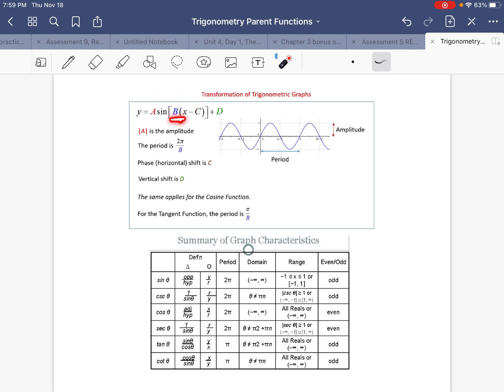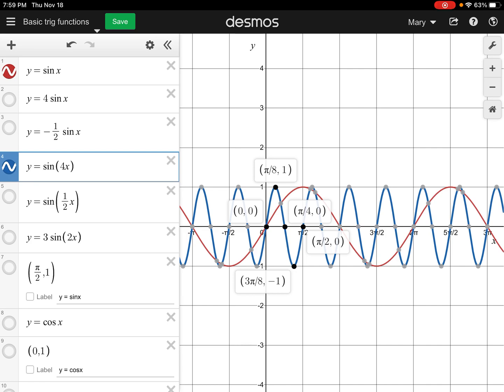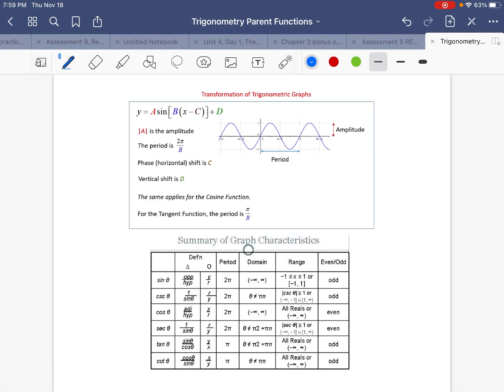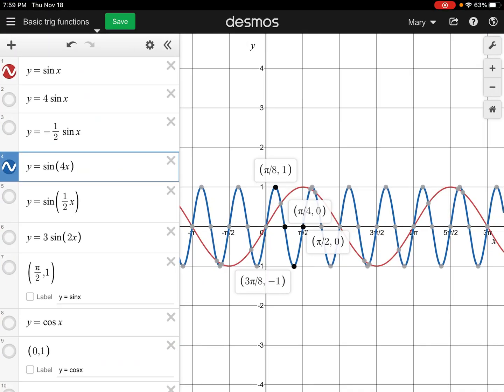Whatever number is in front of x gets divided into 2 pi. So look at the last graph we had on Desmos. It had a 4 in front of the x. So if I say, okay, 2 pi divided by 4 turns into pi over 2. Well, look at this graph. That's how long it took to finish a cycle right there, pi over 2, right? It took that long to finish.